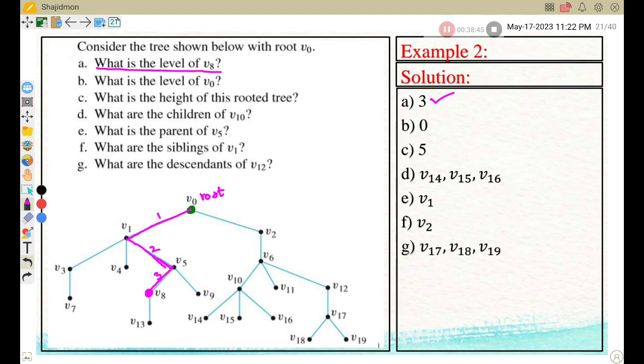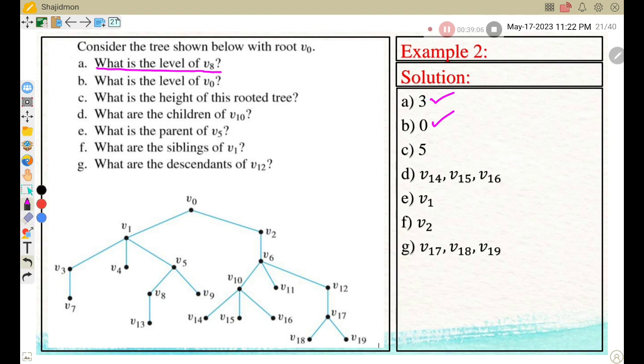Now, B part of the question. What is the level of V0? What is V0 here? Just the starting point, the root vertex, correct? What is the level of the root vertex? I told you, the level is 0. So for the root vertex, the level is always 0; we generally take it that way.